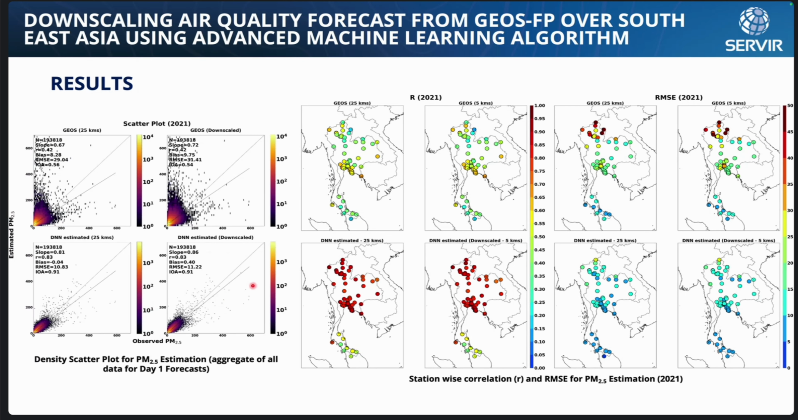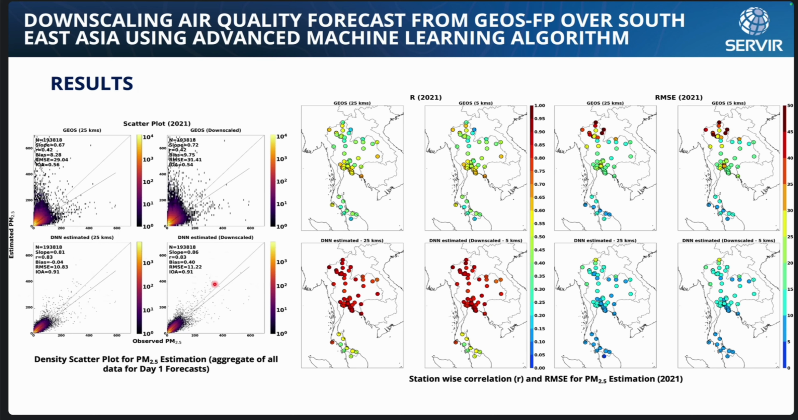As we can see, the original native GEOS has a high bias at low values of PM2.5 and underestimation at high values of PM2.5 as well, which was corrected by the bias correction model in step 1, and we have a very close density at the 1:1 line. Once we downscale it to 5 kilometer resolution, the bias correction was consistent enough, and we achieved similar Pearson correlation, index of agreement, and bias in RMSE.